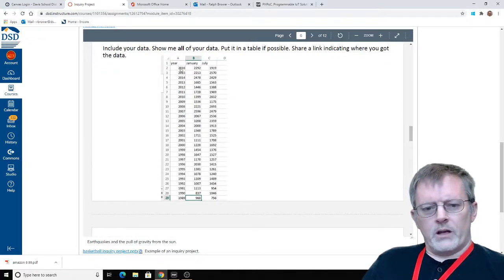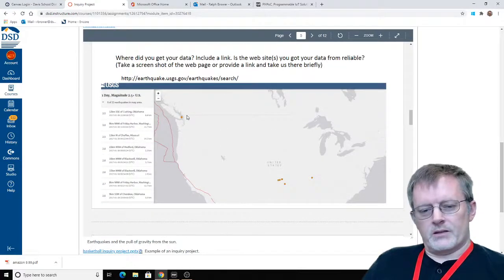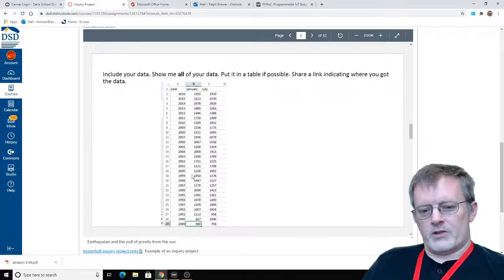So I went and here's a bunch of years I collected data for, and you can see it's in Excel. And so I did a little print screen and crop to throw it into here. And yes, indeed, that is 2,292 earthquakes in 2016 in January, and I've got 1,919 in July. So I did not count every single one. The USGS counted them for me, so I just extracted.